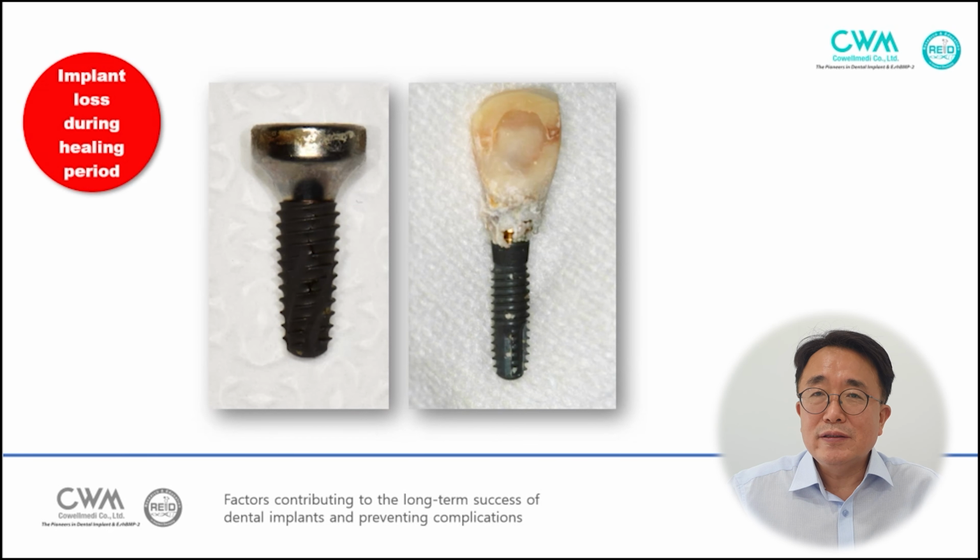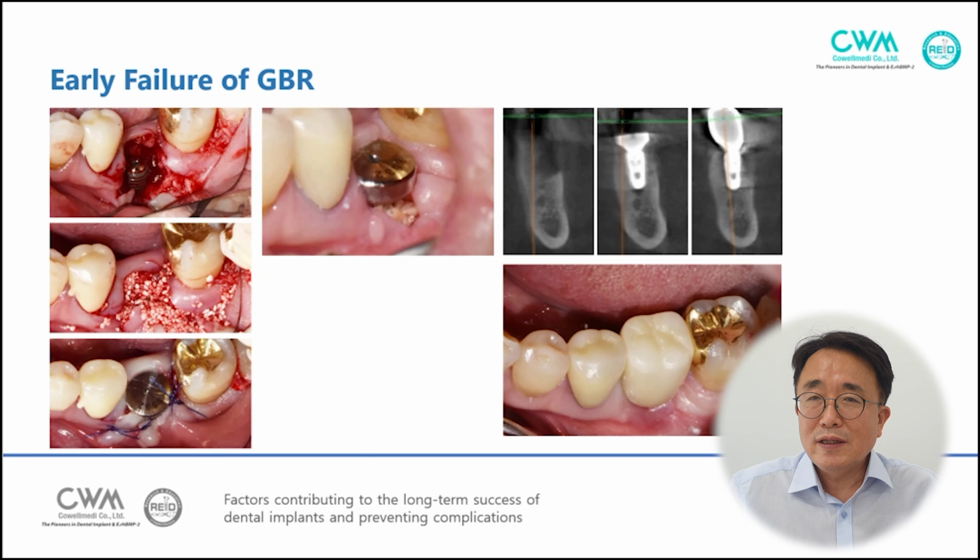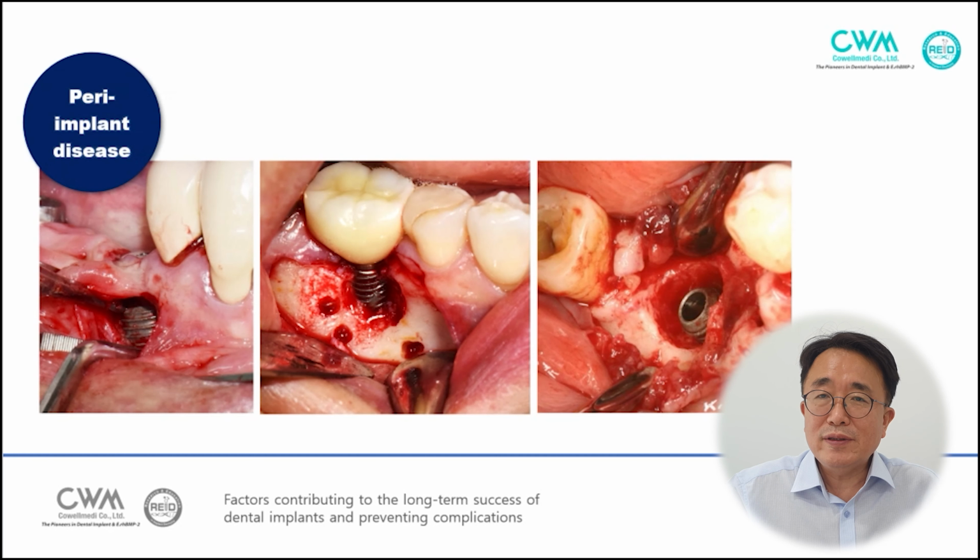Implant is lost during the healing period like this, an early failure of GBR. This GBR bone graft is infected. As a result, the bone graft is resolved, and finally the buccal bone width is decreased. And peri-implant disease occurred after the surgery. This resulted in infection in the bone graft site, so we have to do bone graft again, like this.